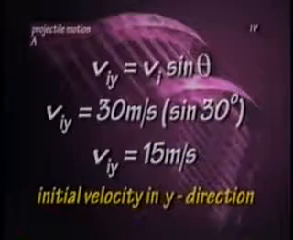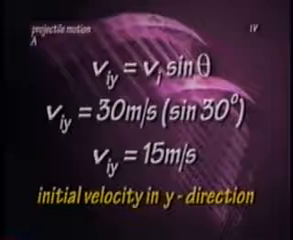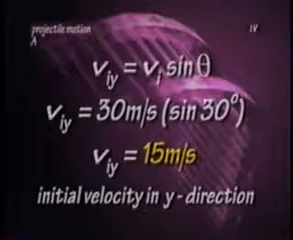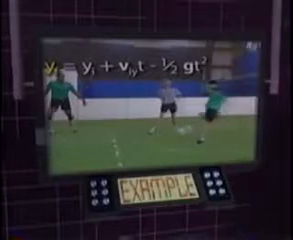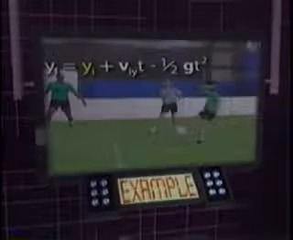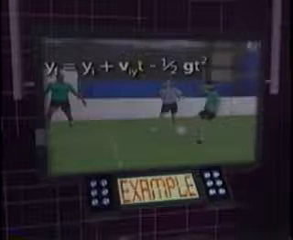So, v sub iy, the ball's initial velocity in the y direction, is 15 meters per second. Now we have all the numbers we need to figure out the displacement of the ball as it reaches the net. All we have to do is plug and chug. Our equation is y sub f equals y sub i plus v sub iy times t minus 1/2 g t squared.